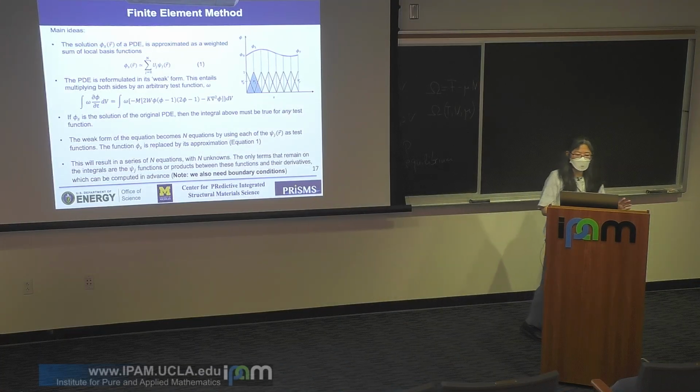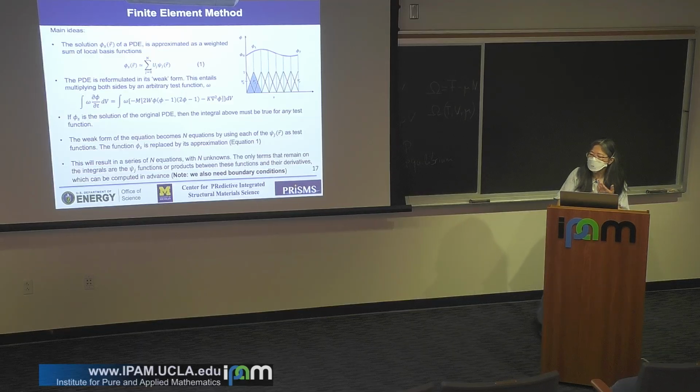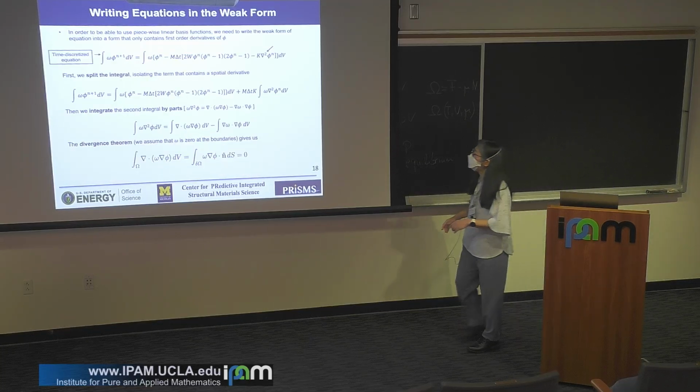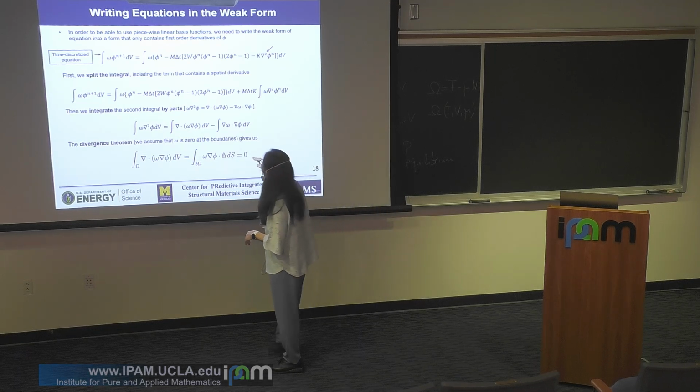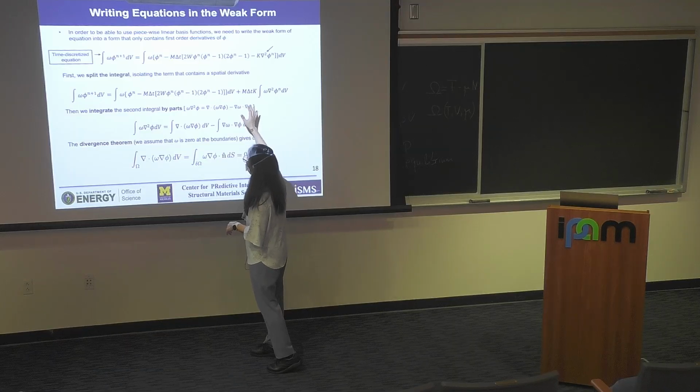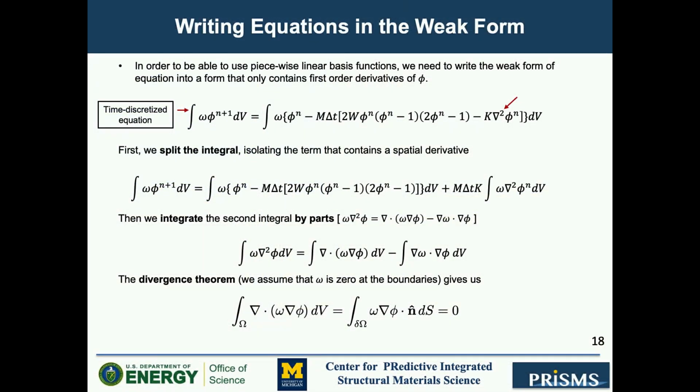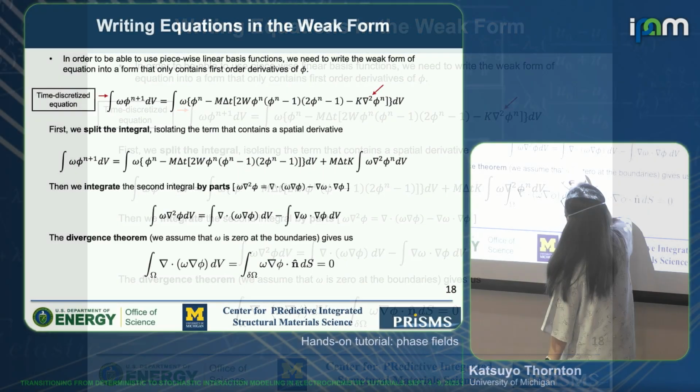But for the implementation, if you are to change the equation in PRISMS-PF, what you want is just the weak form. So you start with the equation. The left-hand side is unknown, that's the future value, and the right side is everything that we know.